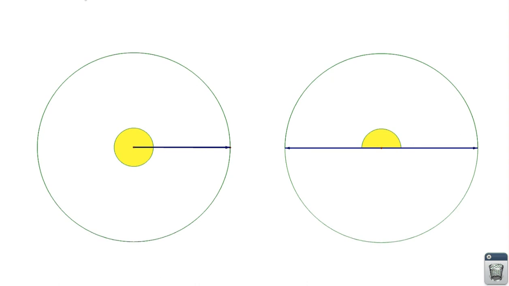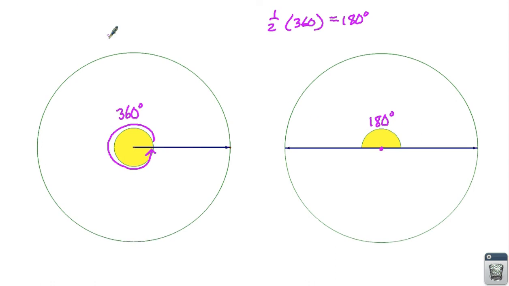Before we get started, one piece of background knowledge that will be important in this discussion is to know that one full turn represents 360 degrees, and so a half a turn should represent half as much as 360 degrees. Well, half of 360 is 180 degrees. So if the sides of an angle are on a straight line, then the angle should be 180 degrees. Just keep that in mind as we go forward.